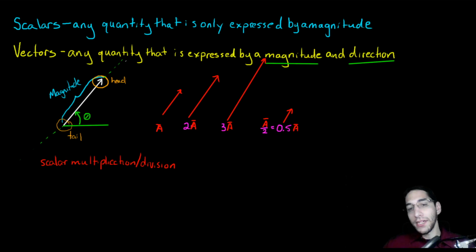Now we can switch the direction of the vector if we multiply by a negative sign. So let's say we multiply -1 times A. You're not going to really see it like this. You're going to see it a lot more, just as negative A.